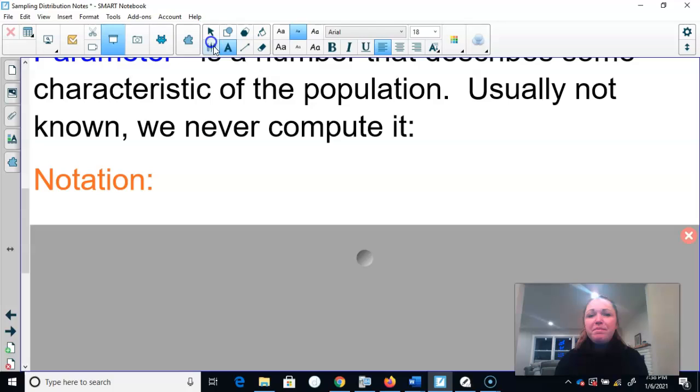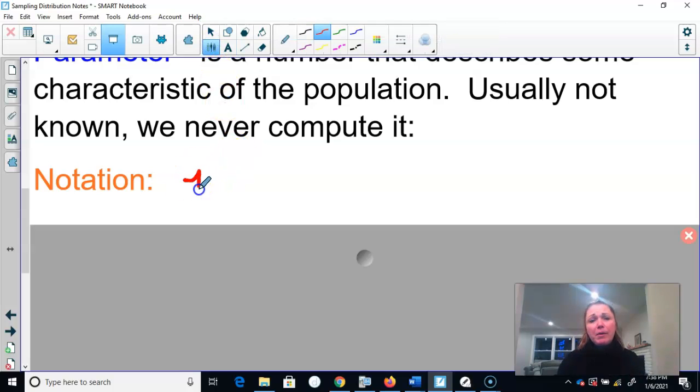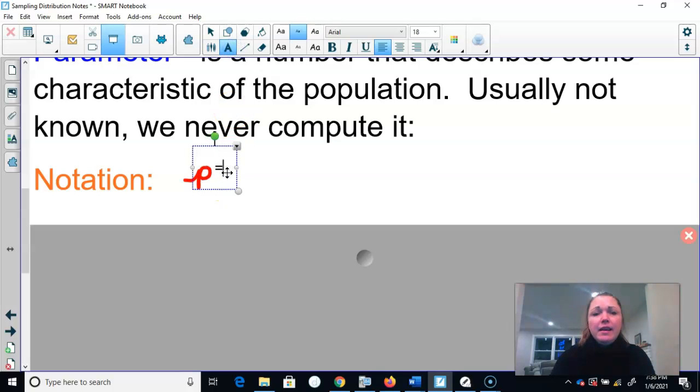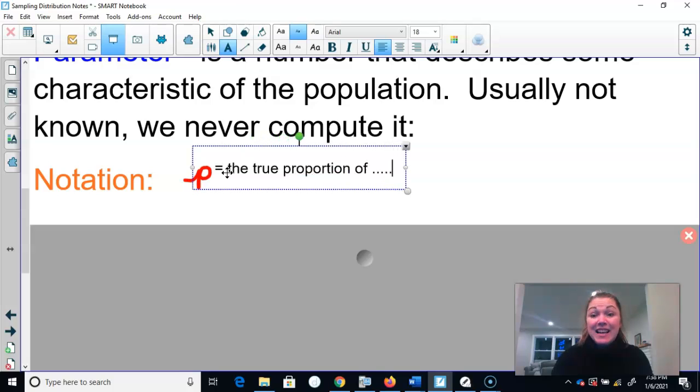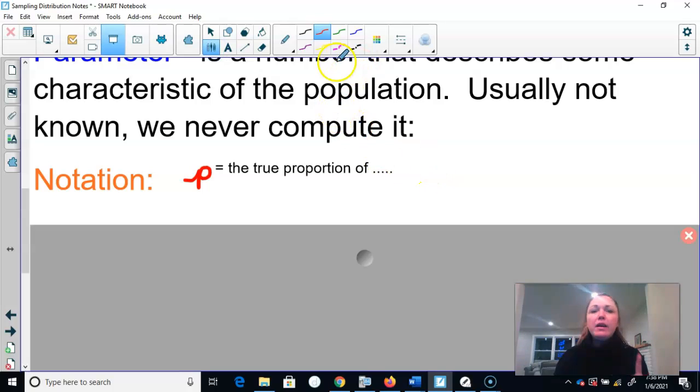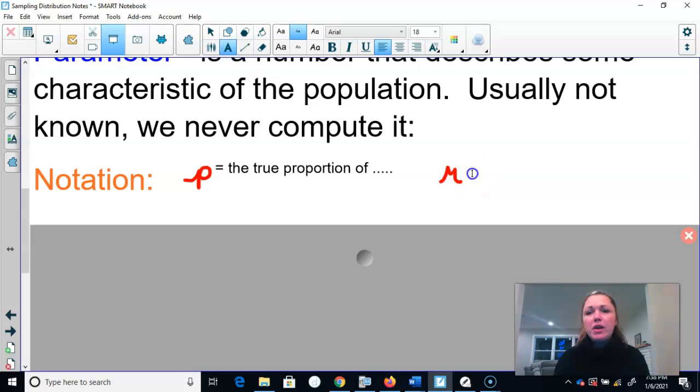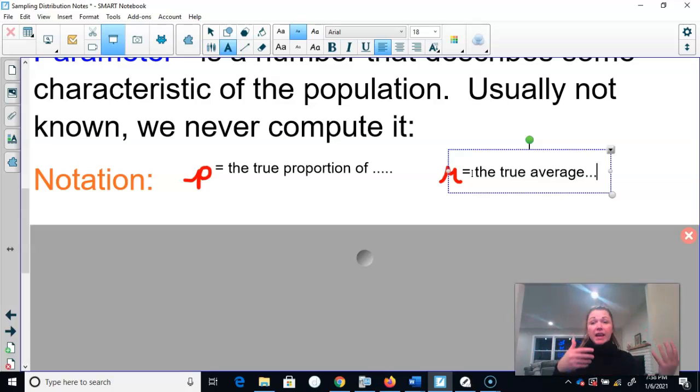What is the notation? The notation for a proportion of a parameter is P, okay? And what we say about it is we say P is equal to the true proportion of, for example, students that are going to the University of Minnesota. Another parameter that you deal with is mu, okay? And how we describe that is we say mu is equal to the true average. So in that class activity, we would have said mu is equal to the true average hours of sleep students get at night.